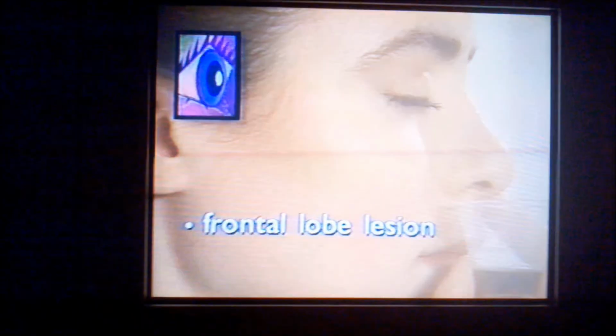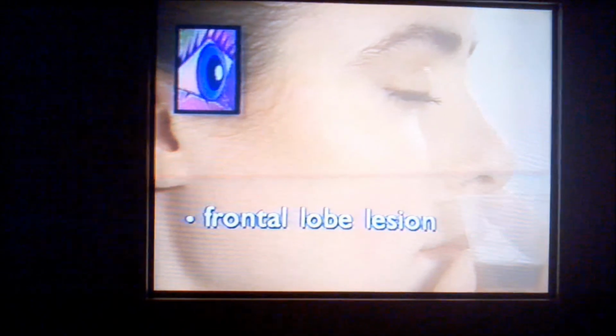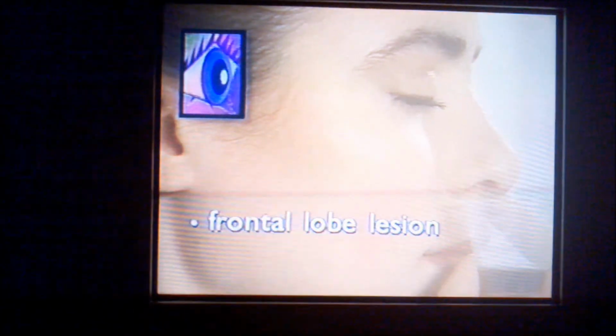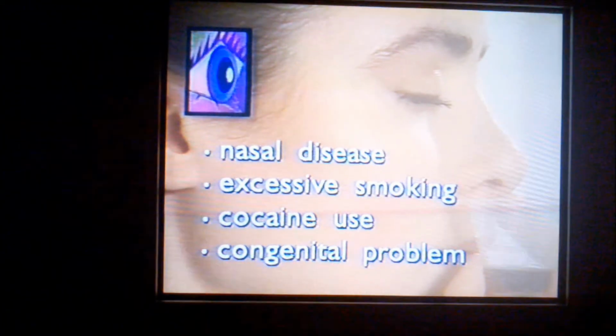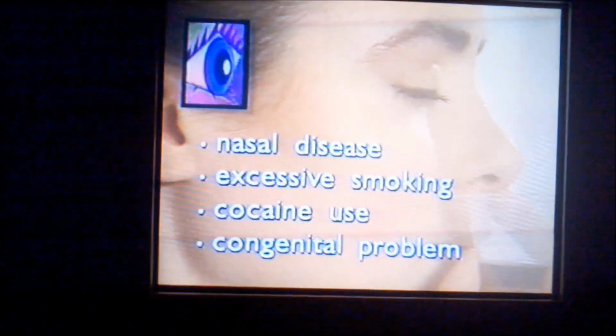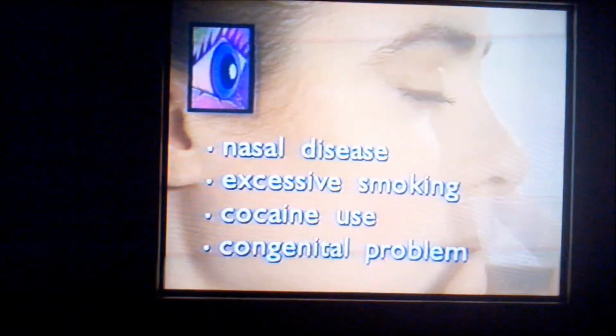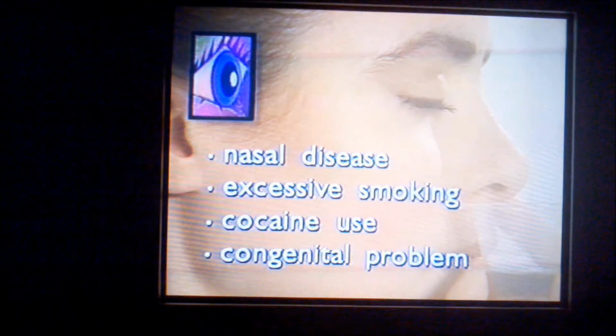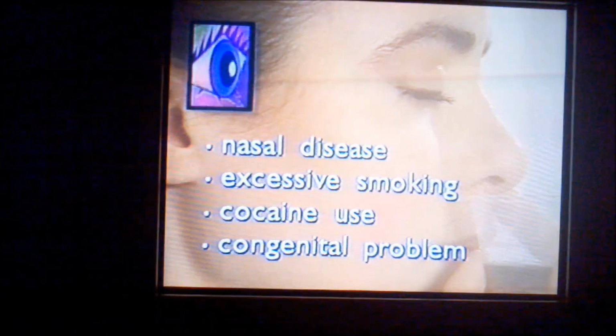Normally, the patient should be able to smell and identify the odors on each side. A unilateral loss of smell without nasal disease suggests a frontal lobe lesion. A bilateral loss of smell suggests many conditions, for example, nasal disease, excessive smoking, cocaine use, or a congenital problem.